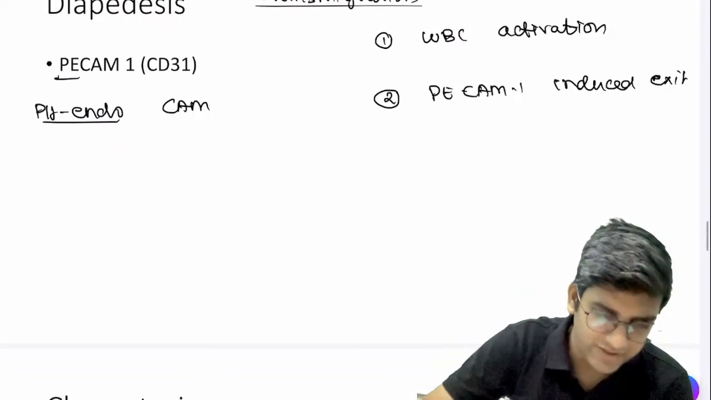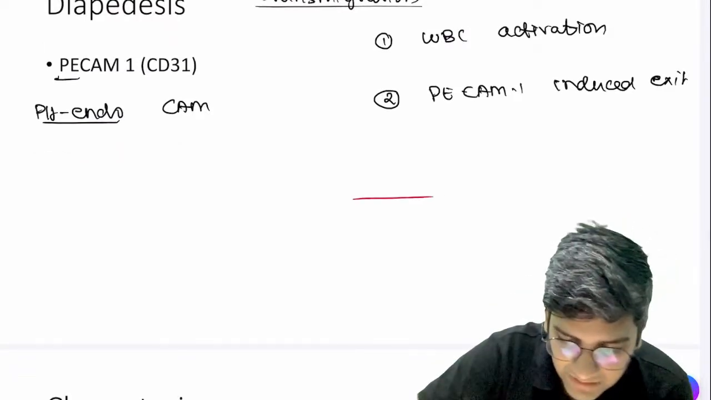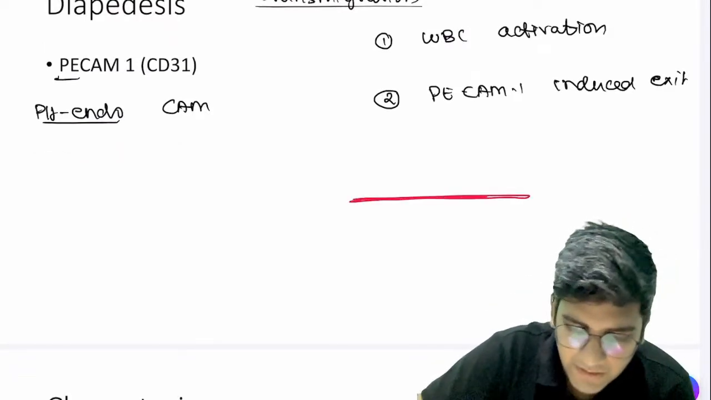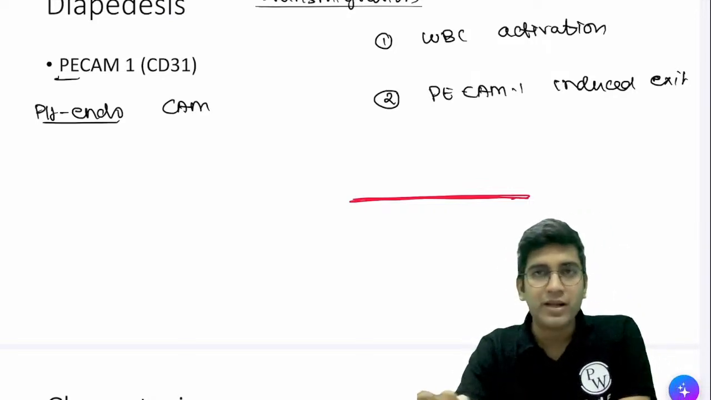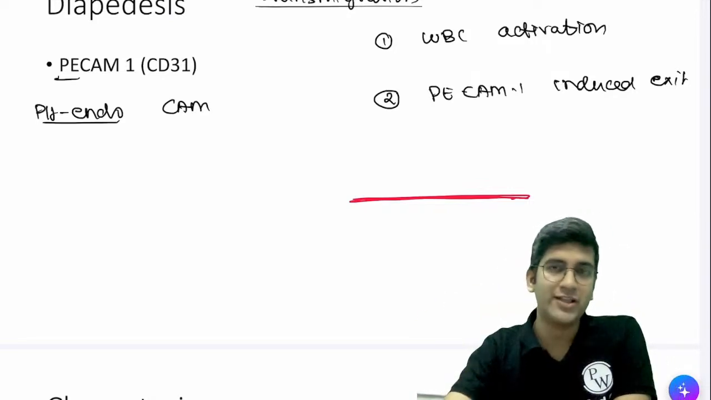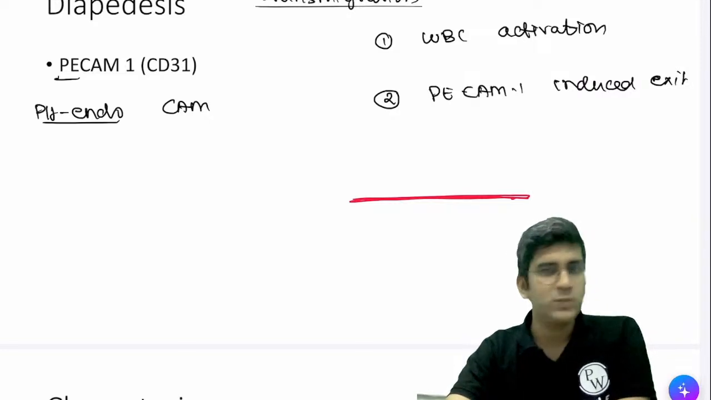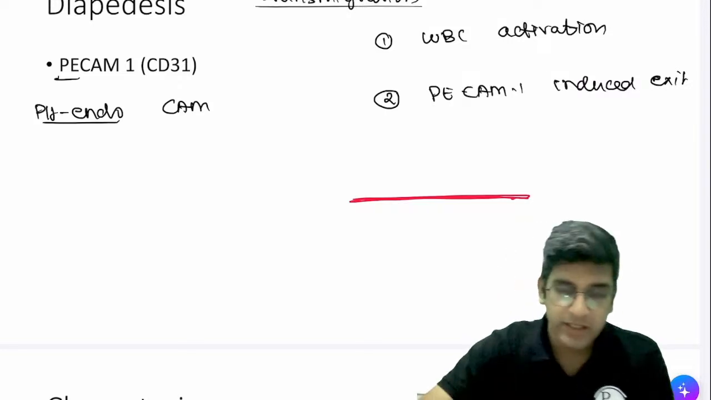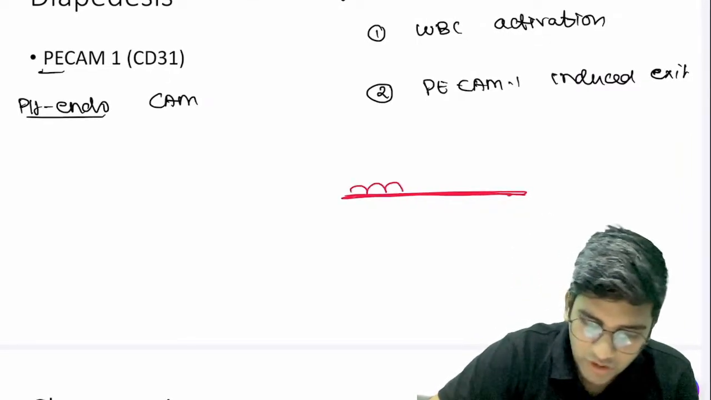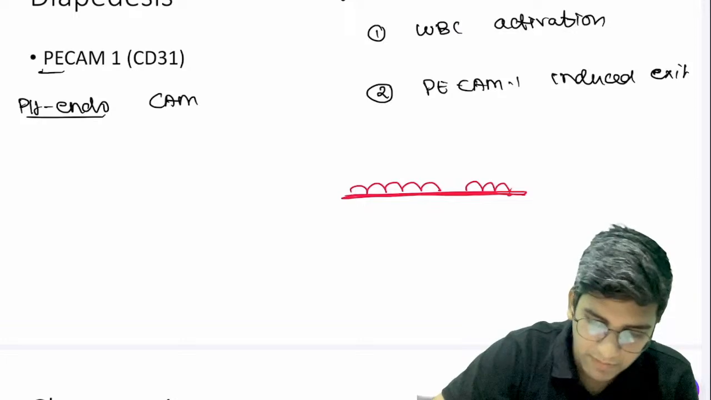Exit or transmigration, that's all. I'll tell you why this first step is very important. Can anyone tell me from your histology or your anatomy, the endothelium lies on a flat surface? What do we call that? You must have definitely read this. What is that surface called? Can I say it's called a basement membrane? So the endothelium here lies on a very strong surface called the basement membrane.